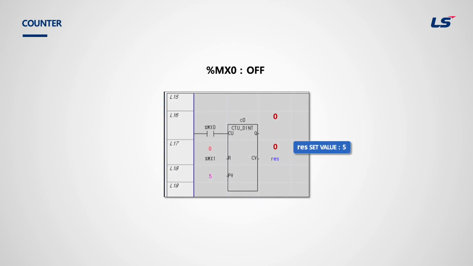This is up counter, and preset value is 5. When input condition is on, counter value increases by 1, and when the current value reaches the preset value, which is 5, then the output Q bit becomes on. When the reset condition is on, the current value resets to 0.